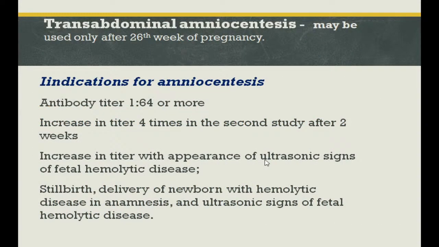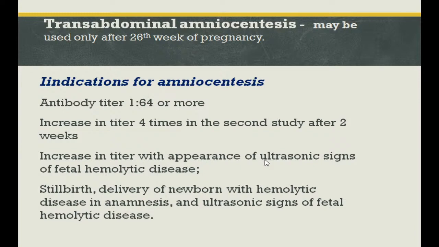Transabdominal amniocentesis may be used after 26 weeks of pregnancy. With this procedure, we get a portion of amniotic fluid for the tests. Spectrophotometry at the 450 nanometer wavelength, and we evaluate antibody titer, the presence and amount of protein, the rhesus factor, and the level of bilirubin to make the final decision about management.